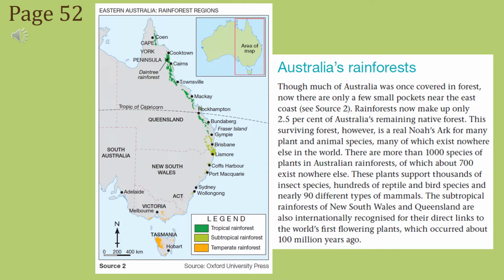else in the world. There are more than 1,000 species of plants in Australian rainforests, of which about 700 exist nowhere else. These plants support thousands of insect species, hundreds of reptile and bird species, and nearly 90 different types of mammals. The subtropical rainforests of New South Wales and Queensland are also internationally recognised for their direct links to the world's first flowering plants, which occurred about 100 million years ago.